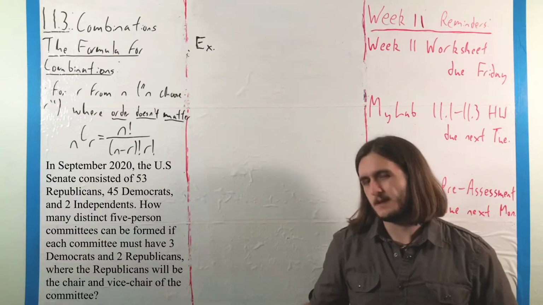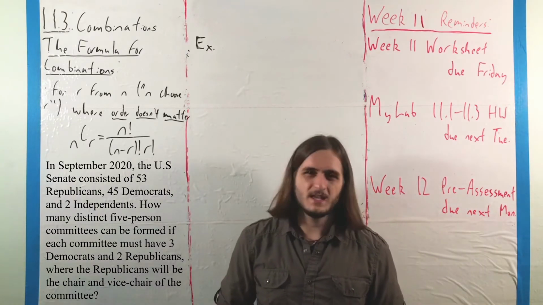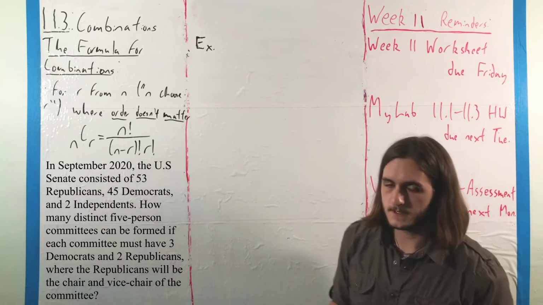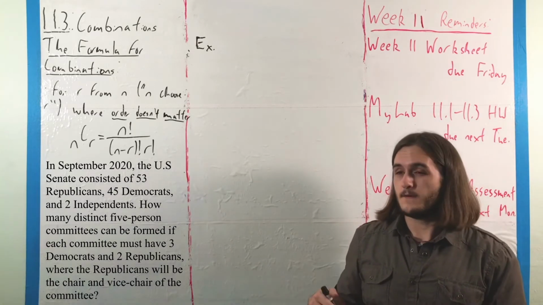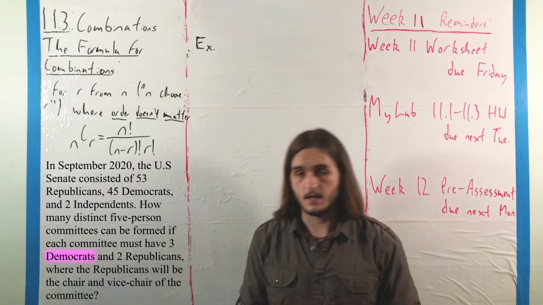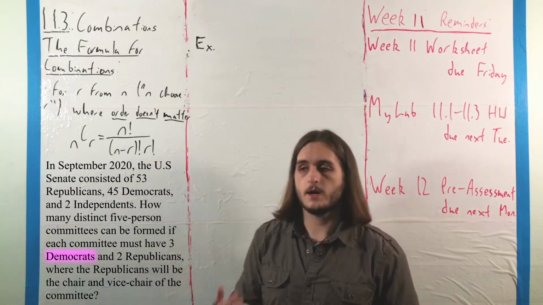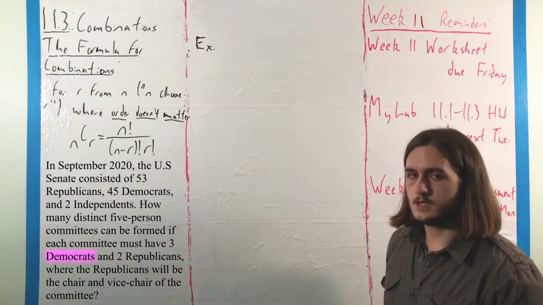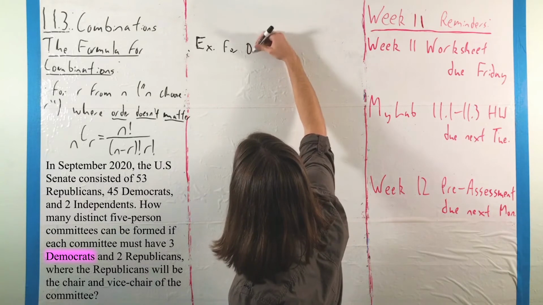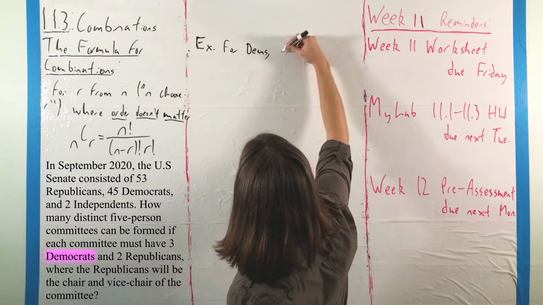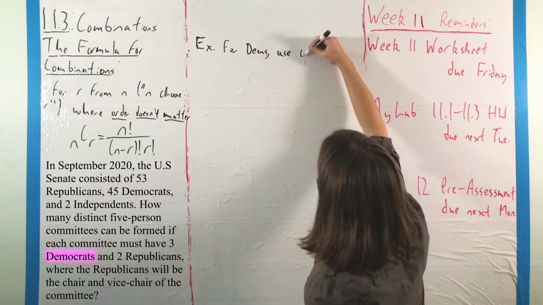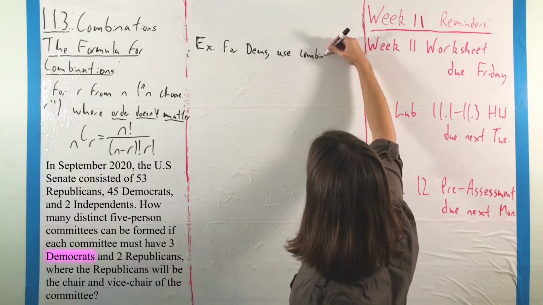So this example has a bit more to it than our last one did, but it's a nice one to tie together everything we've seen from these first 3 sections. So in the first case, as we have 2 cases here, the case for the Democrats and the case for the Republicans, when we are picking the 3 Democrats, we will be using combinations.